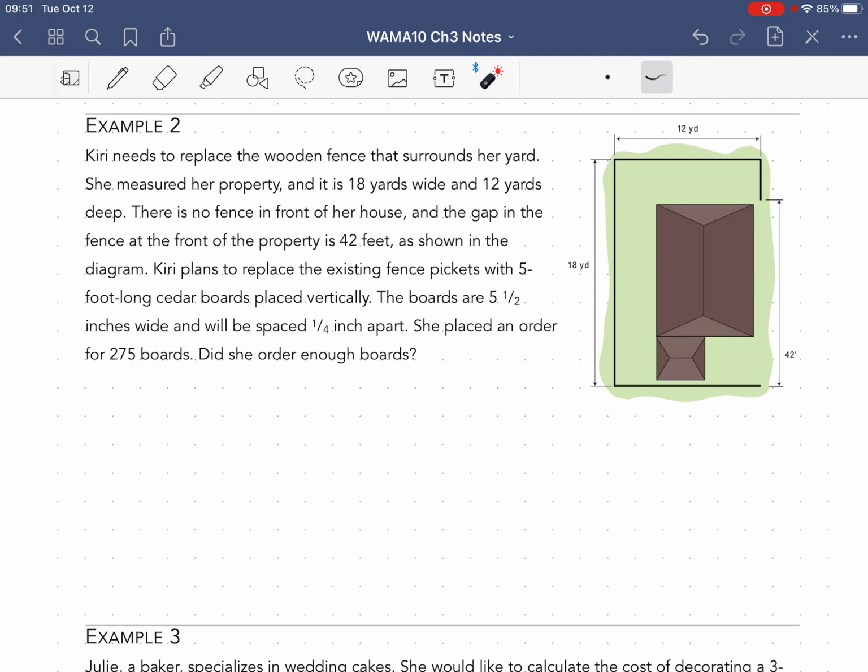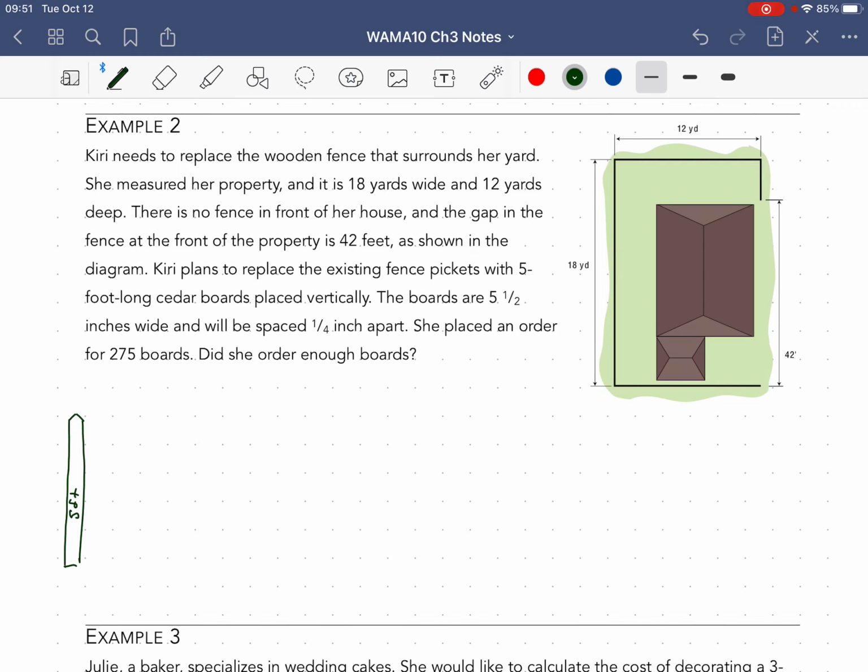12 yards deep. There's no fence in front, so right here, no fence for 42 feet, as shown in the diagram. Kiri plans to replace the existing fence pickets with 5-foot-long cedar boards placed vertically. So she's going to have 5-foot-long cedar boards like this, placed vertically. And let's say they have a pointy top. So they're 5 feet.